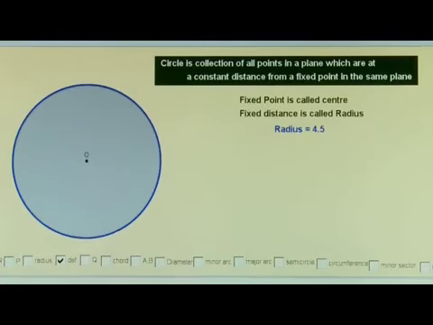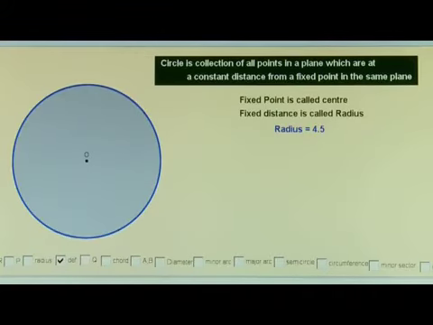Now see this portion, this colored portion is known as the interior of the circle. The outside is the exterior of the circle and this place is known as on the circle.